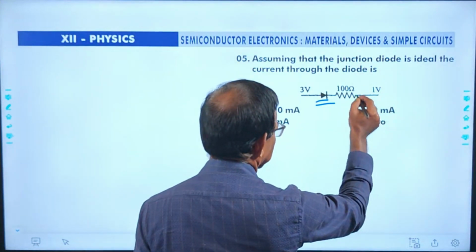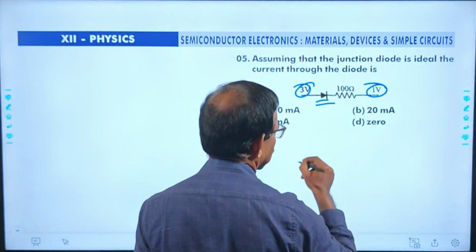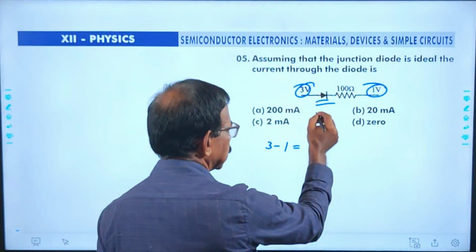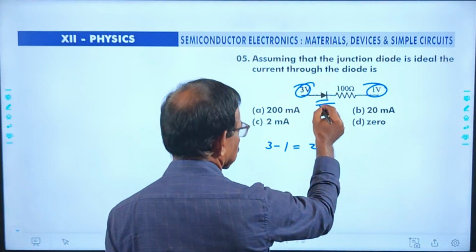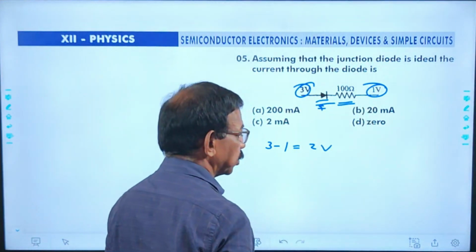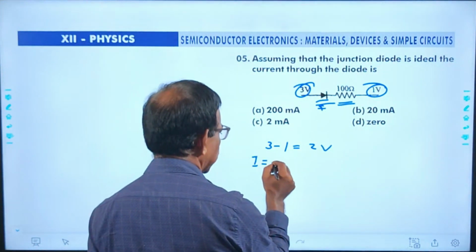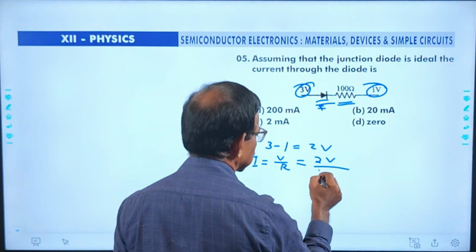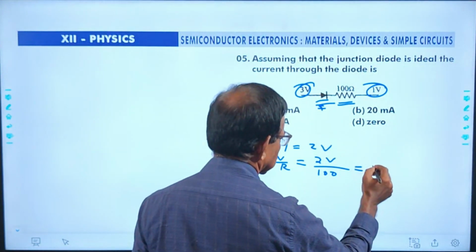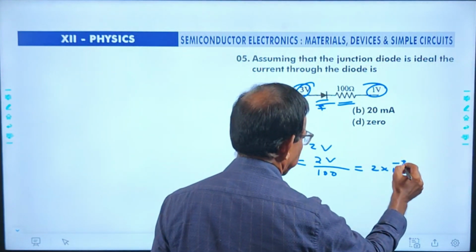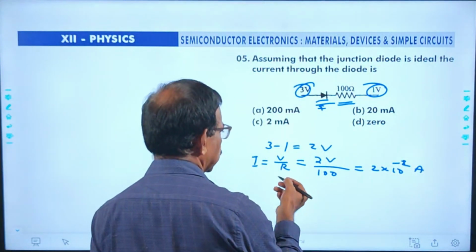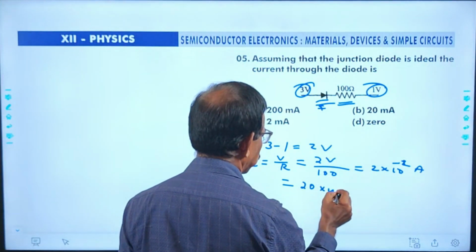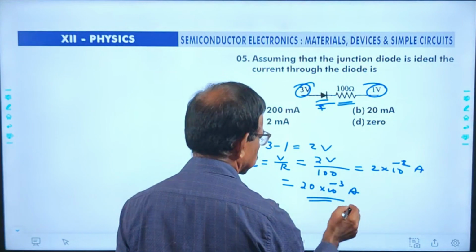Now, the resultant voltage, here it is 3 and here it is 1. Hence, the resultant voltage is 3 minus 1, 2 volt applied to this diode. Here the resistance is 0, hence the only resistance in the circuit is 100 ohms. As you know, I equals V by R. Here the effective voltage is 2 volt and the resistance is 100 ohms. That means 2 into 10 raised to minus 2 ampere. And here I may write it is equal to 20 into 10 raised to minus 3 ampere.